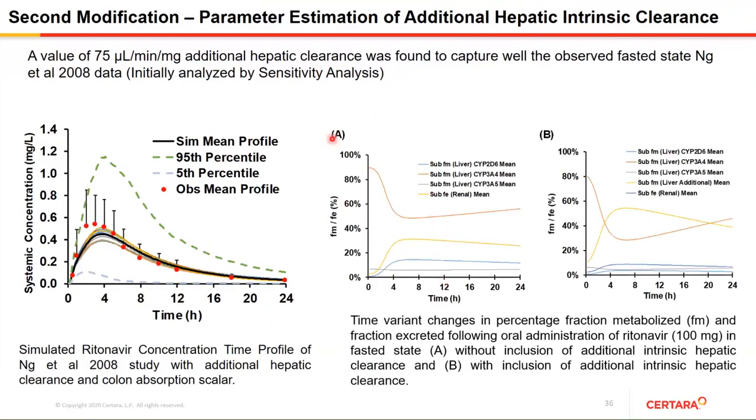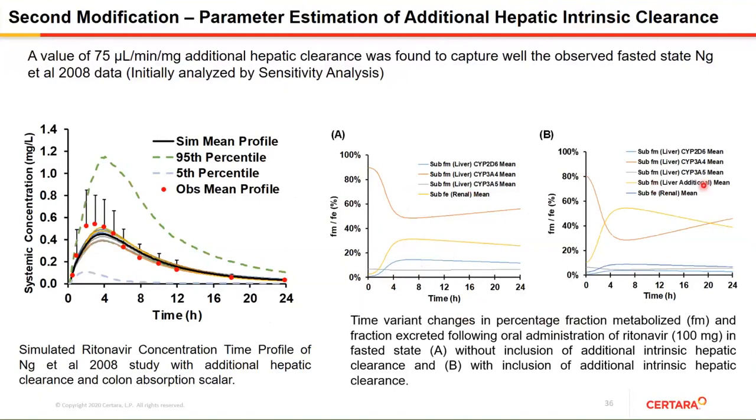So on graph A, there is no additional clearance. And you can see that as the ritonavir is administered, there are time-dependent changes in the percentage fraction metabolized. You can see that the contribution from CYP3A4 is going down. As a result, the contribution from renal clearance is increasing, but there is a limit to which the contribution from renal clearance could capture the clearance of ritonavir. So we were missing some component here.